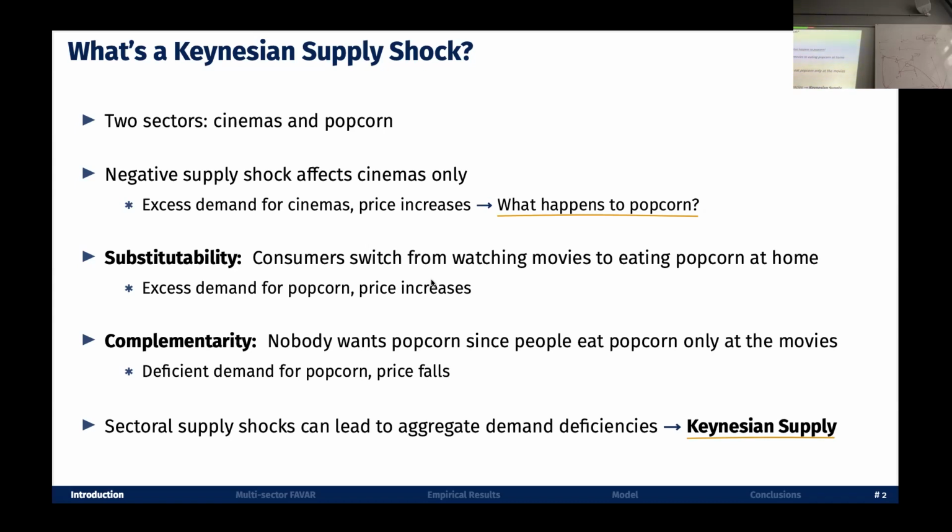Complementarity is typically ignored in macroeconomic models where you just move away from sectoral dynamics and you just consider the aggregate. So there are only two things you can do: you can spend your money on goods, or you can keep it in the bank. So when you apply this with the complementarity situation, you do not spend.